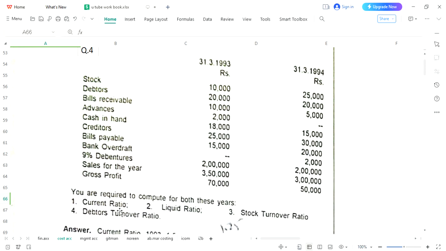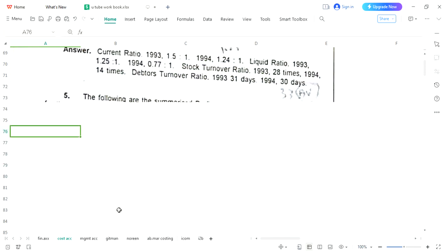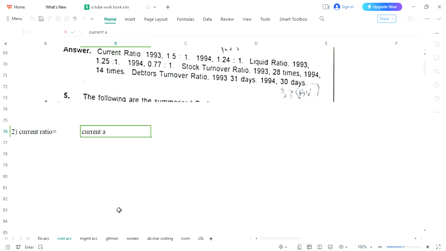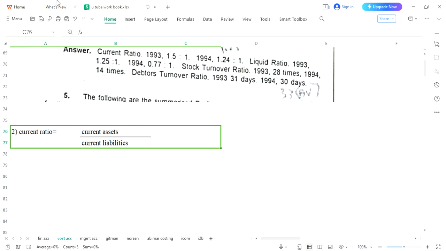First ratio required is current ratio, and I'm very hopeful that you people now have complete idea how to calculate these ratios and you do know the formulas. Current ratio, you need current assets and that would be divided by current liabilities. Let's put a divisor. You need to have current assets, then you will put current liabilities. Finally, they would be divided. And now we are looking at how many current assets are.